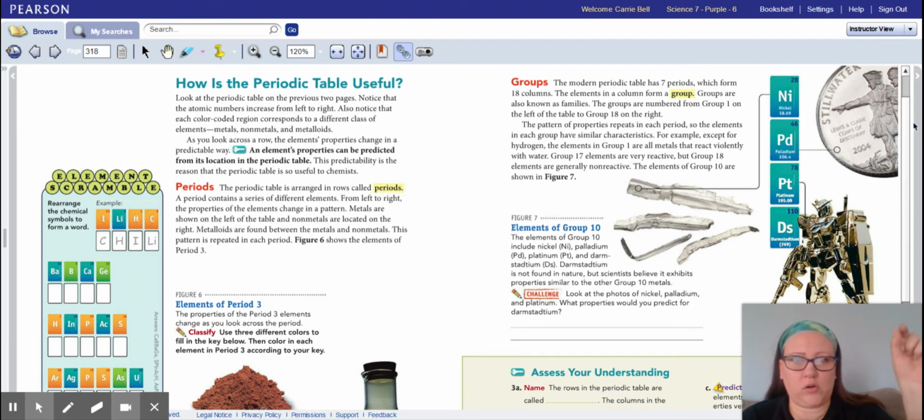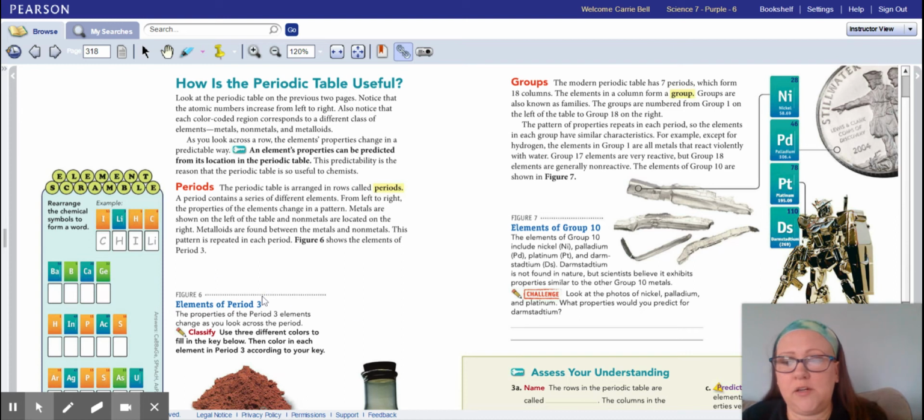There are also things called groups that go down the periodic table, and there are actually numbers usually above each group. There are 18 groups on the periodic table. The elements in the groups usually have more in common than the elements in the period. The period has a repeating pattern, hence the name period, periodic. So you go from metals to metalloids to nonmetals, and it repeats that pattern as you go across. Groups go down the periodic table, and like I said, they have more things in common with each other typically.